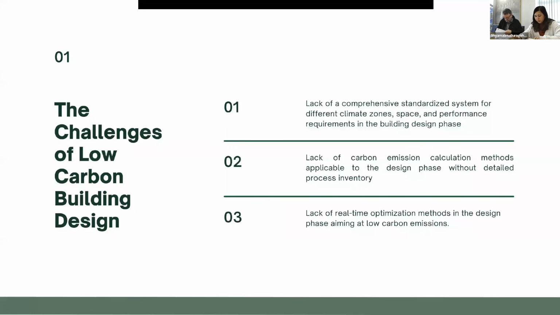The challenges of low carbon building design. One of the key challenges in low carbon building design is the lack of a comprehensive standardized system that can effectively address the unique climate, space, and performance requirements of different building projects. This makes it difficult for designers, builders, and stakeholders to accurately predict the energy consumption and carbon footprint of a building during the design phase, and to effectively optimize the design for low carbon outcomes. The absence of such a system also limits the ability to compare the performance of different buildings and to measure the effectiveness of low carbon design strategies.